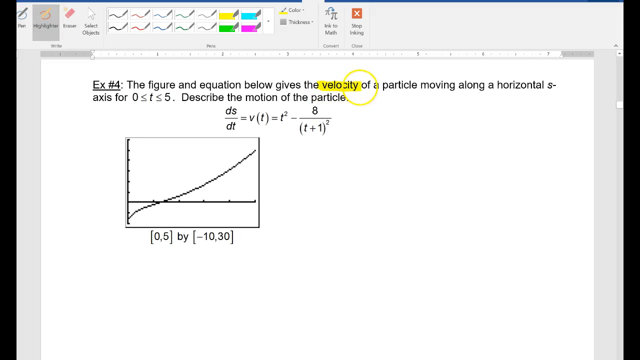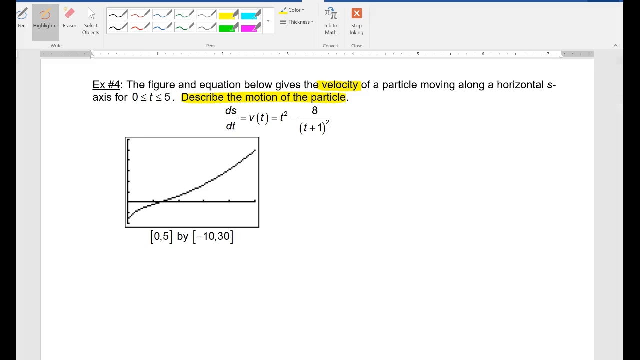Limits. Okay, so the first thing you want to do, when you're given a graph or a function or a table of values, and this is going to be really important when you do free response questions, is look at what are we starting with. Sometimes we're starting with position, sometimes velocity, sometimes acceleration. So that last problem, we started with acceleration, right? And we had to work backwards to find velocity. This one we're given velocity, and we're also given the graph. And we want to describe the motion of the particle.